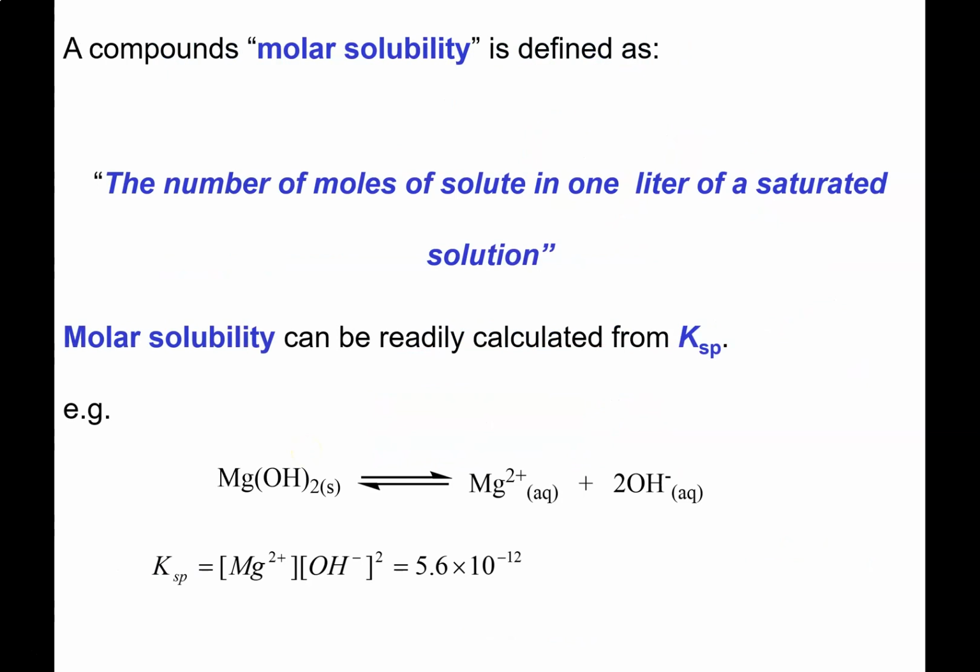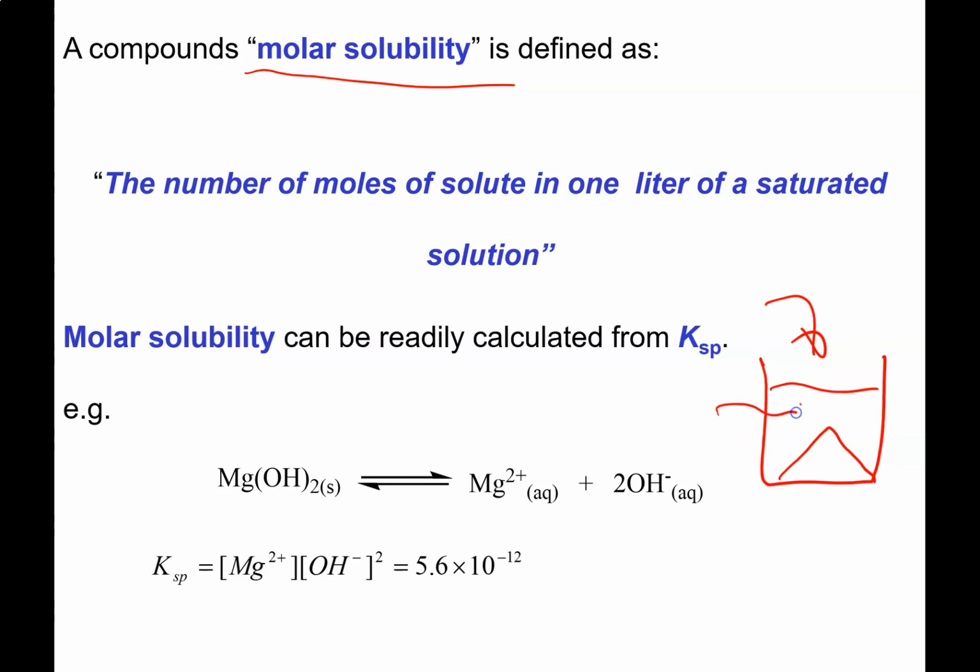Related to the concept of Ksp is the idea of a compound's molar solubility. The molar solubility is the number of moles of solid in 1 liter of a saturated solution. It's pretty easy to make a saturated solution. You take some water, and then you dump in your compound until you have a nice little pile of solid at the bottom, and you're completely convinced that no more can be dissolved. And then you filter off the liquid that's above that solid, and that's going to be your saturated solution. That's basically how we always make a saturated solution.